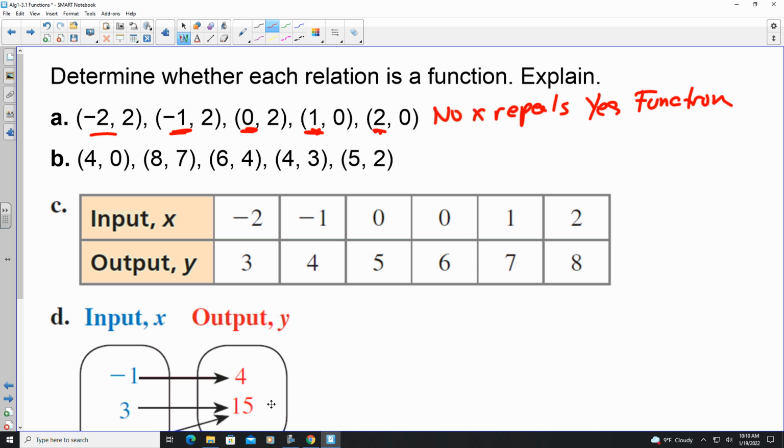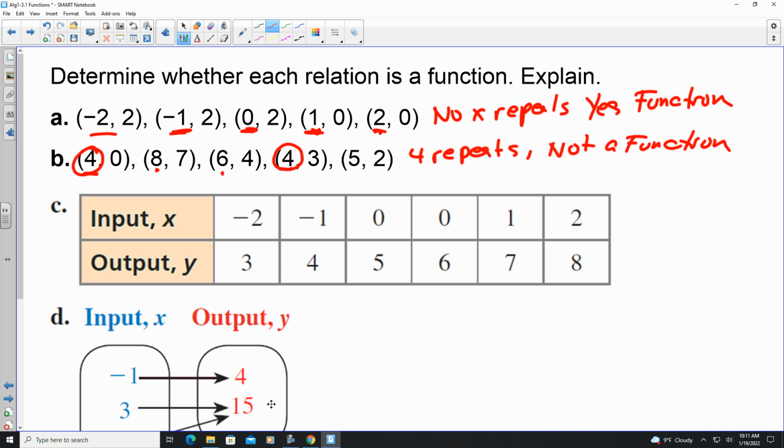Looking at example B, I start off with 4 as an x coordinate. Do I have a repeat? No, no, yes. Right here and here I have 2 ordered pairs that have a value of 4. Since 4 repeats, it's not a function. It's still a relation, it's just not a function.